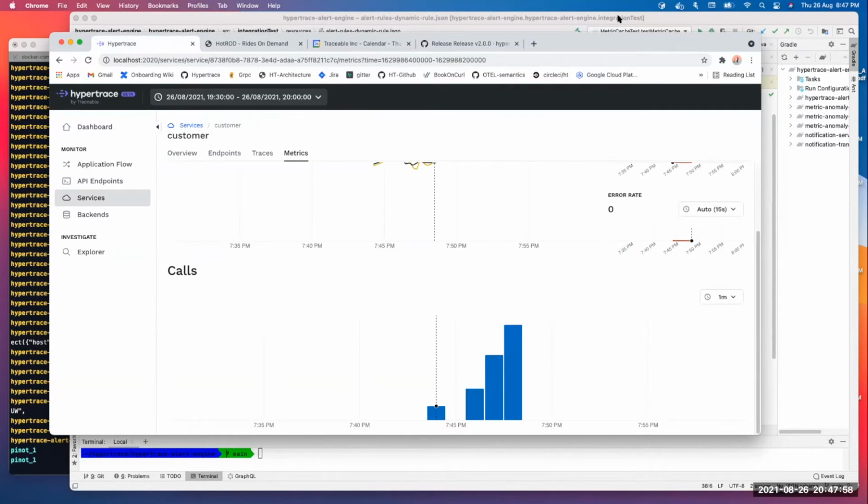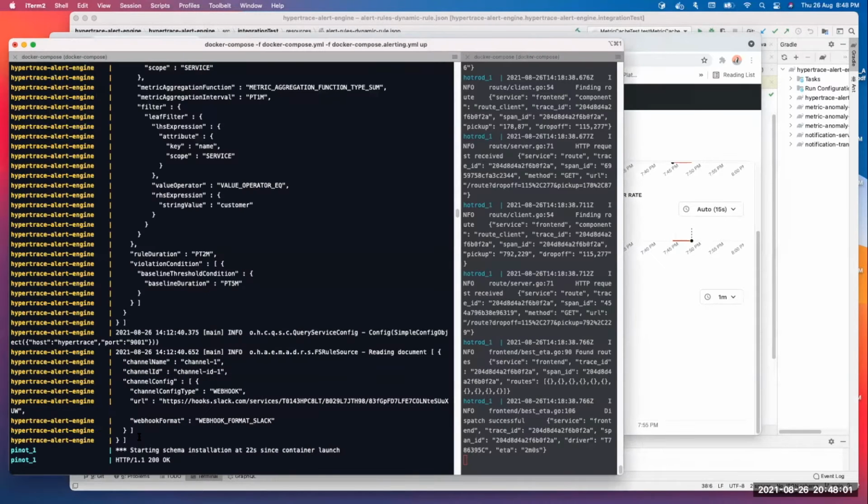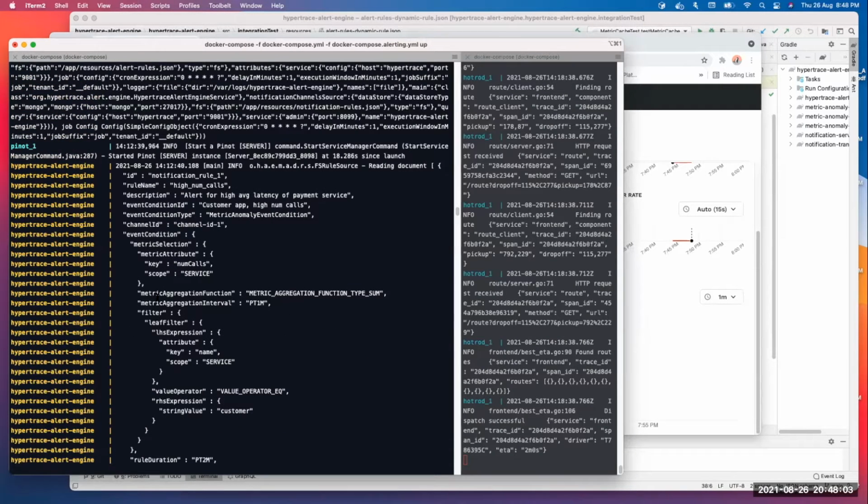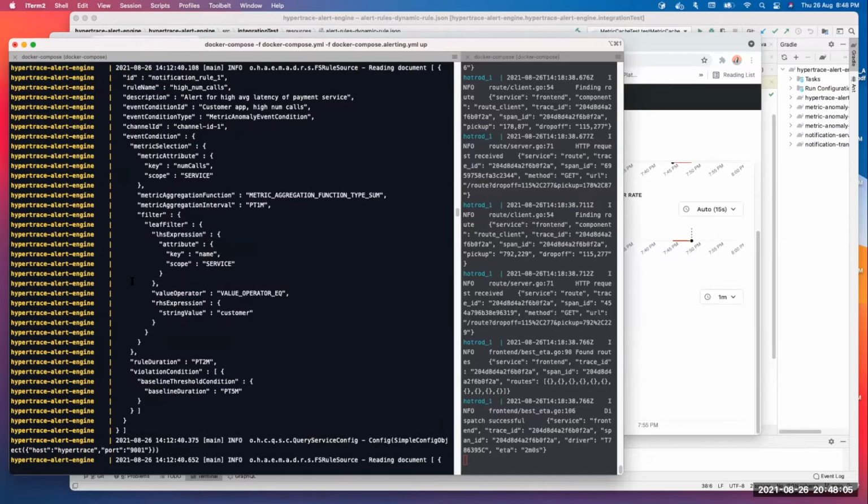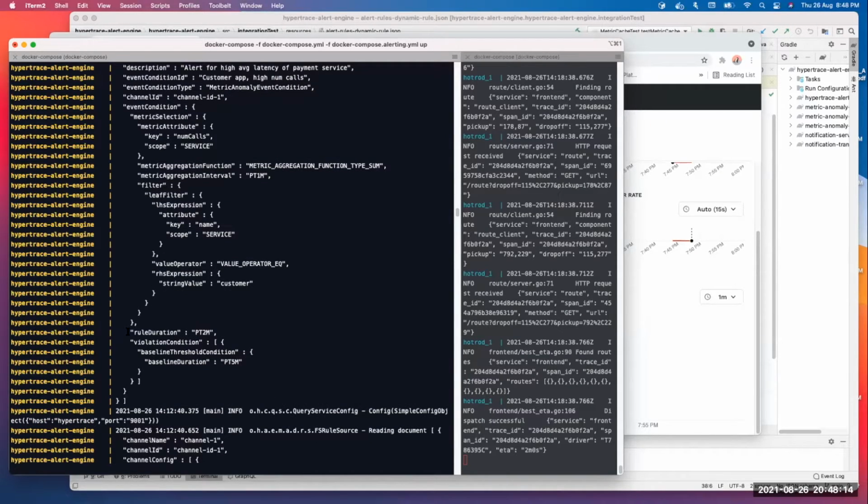Let me first talk about the new configurations that we have defined. This is my Hypertrace setup, which is running locally. You could very well use our Hypertrace images, the Hypertrace Docker Compose setup, and quickly try this out. Earlier we had a static threshold condition, which required a bunch of configurations, like the right-hand side value, the static threshold value, the operator, and all of that. With the baseline threshold condition, you don't have to define anything.